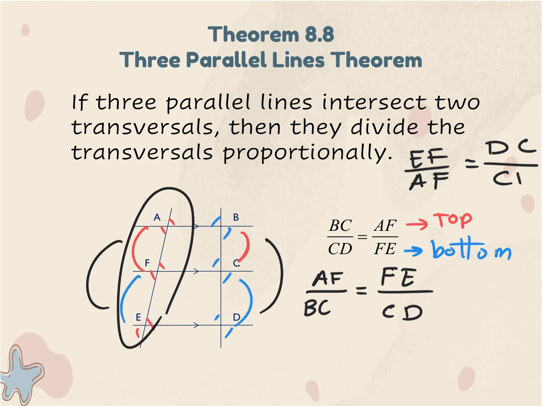DC over CB. So again, we end up just flipping the proportions, either the bottom or the top, like we've been doing. It doesn't matter which one goes on top and which one goes on the bottom, as long as you're consistent. I put all the things on the left to the left and all the things on the right on the right. It doesn't matter as long as you're consistent.